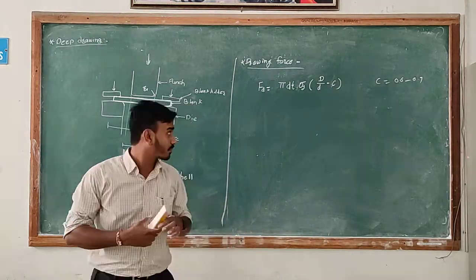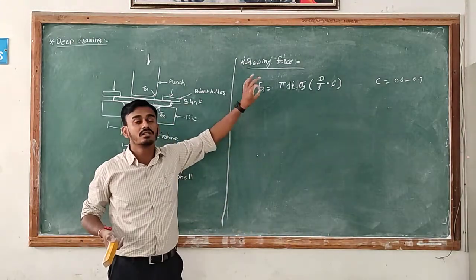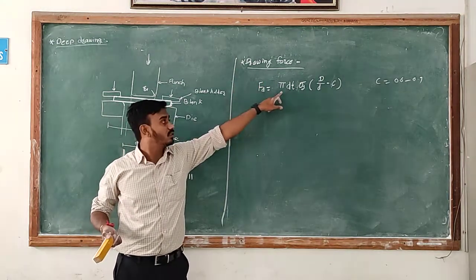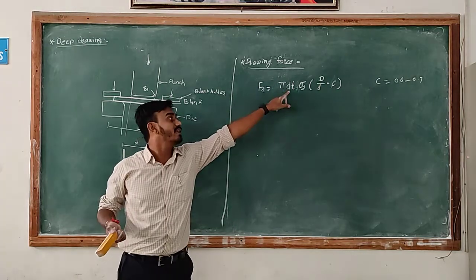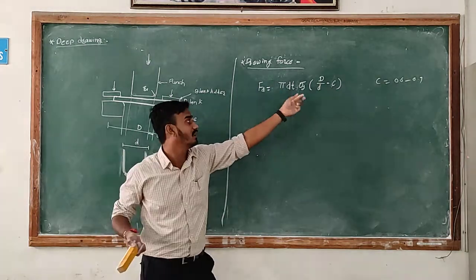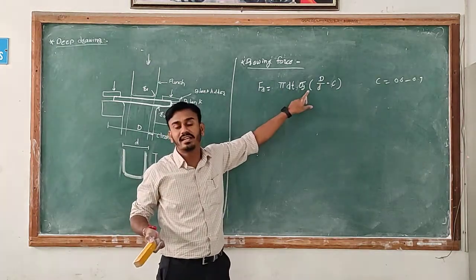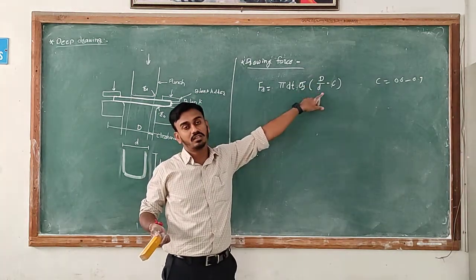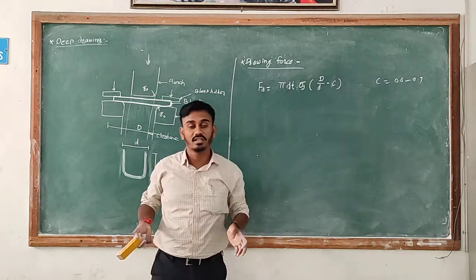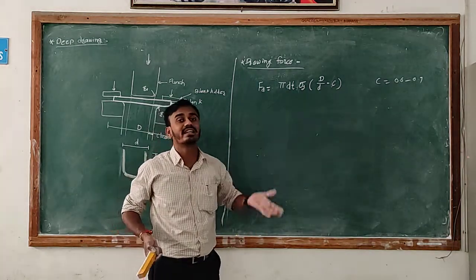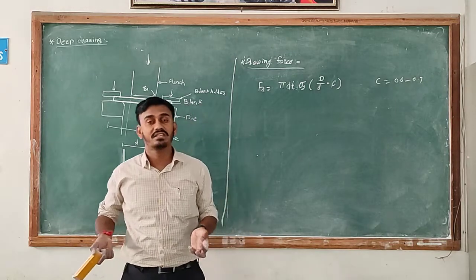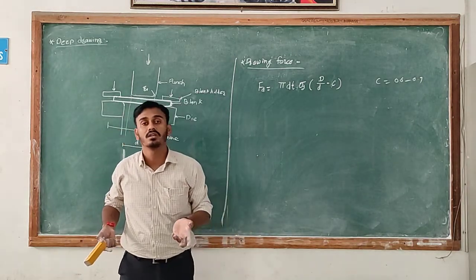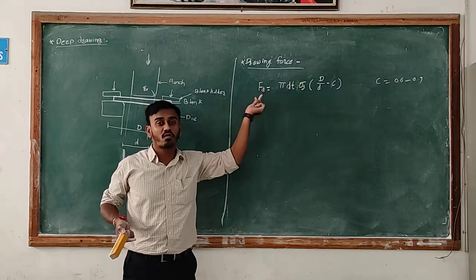Here, F_D is the drawing force, pi is the constant, d is the diameter of the shell, t is the thickness of the blank, sigma_t is the yield tensile strength of the material, capital D is the diameter of the blank, and C is the constant. In this case, we have not considered friction. So this force is only for drawing purpose.